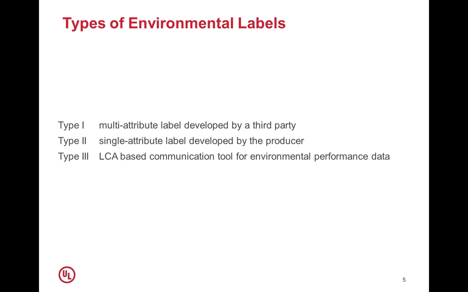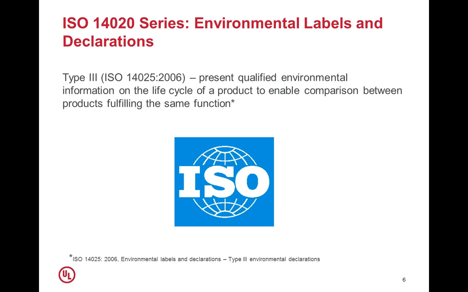So there are three types of claims or environmental labels. The first is your Type 1, which is a multi-attribute label developed by a third party. These are your traditional seals of approval. Type 2 is normally a single attribute claim developed by the producer. And then Type 3 is the Environmental Product Declaration, and this is an LCA-based communication tool for environmental performance data. Today, primarily, we're focusing on the Type 3, the Environmental Product Declaration.